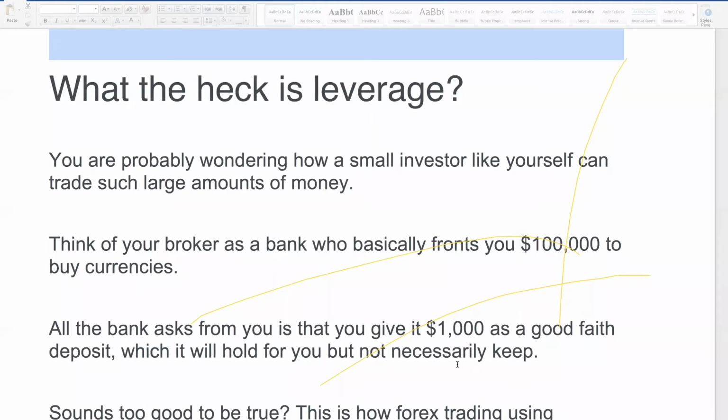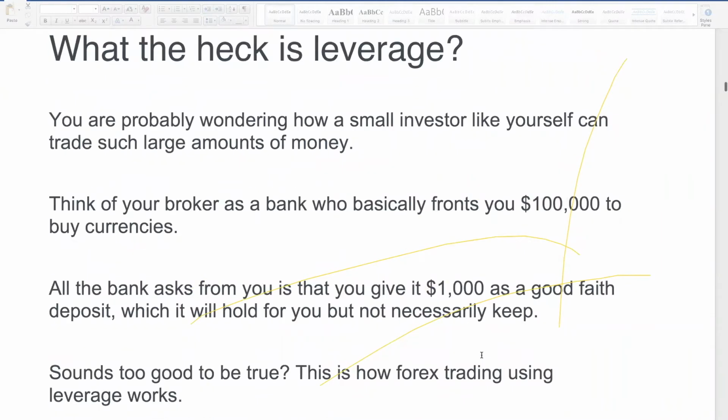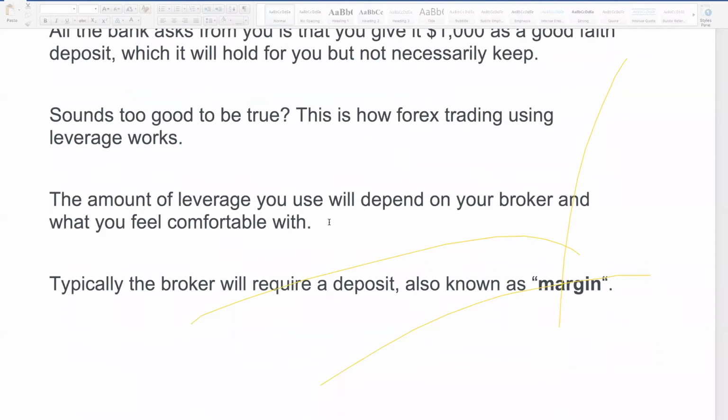It's like if you want to borrow money from them, they can give you 100,000, but they want you to deposit 1,000 US dollars. So the amount of leverage you use will depend on the broker and what you feel comfortable with.